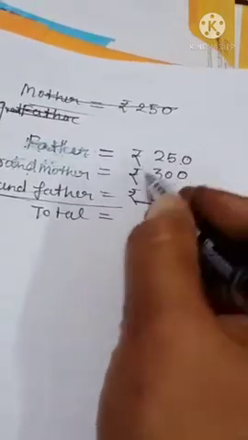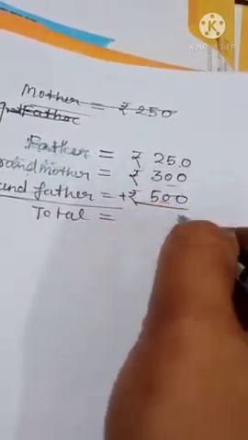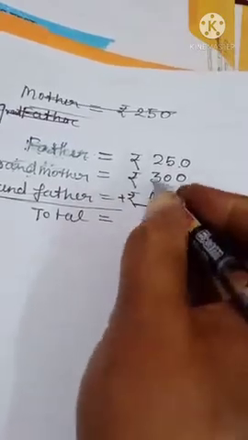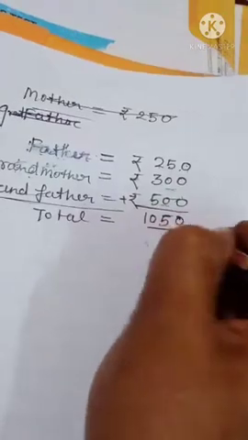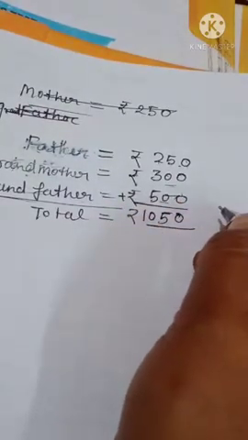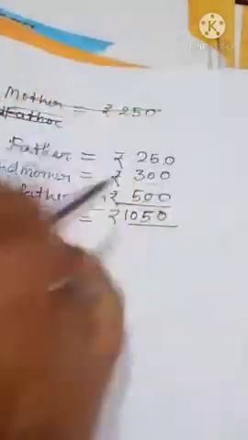So add this now. Okay, 0, add them. Here only 5 will come. 5 plus 3 is 8, and 8 plus 2 is 10. Rupees 1050 she received from all of them. This is your G part of the question.